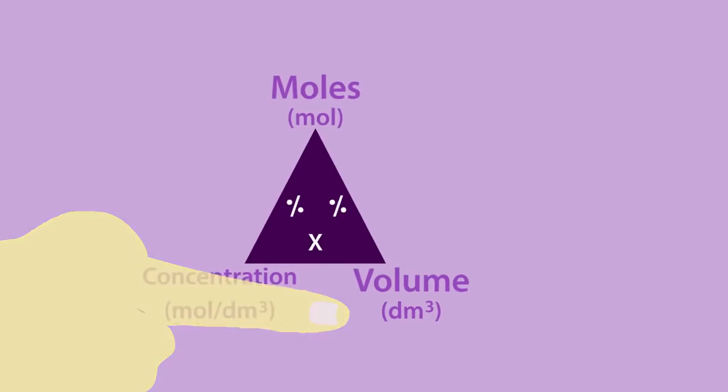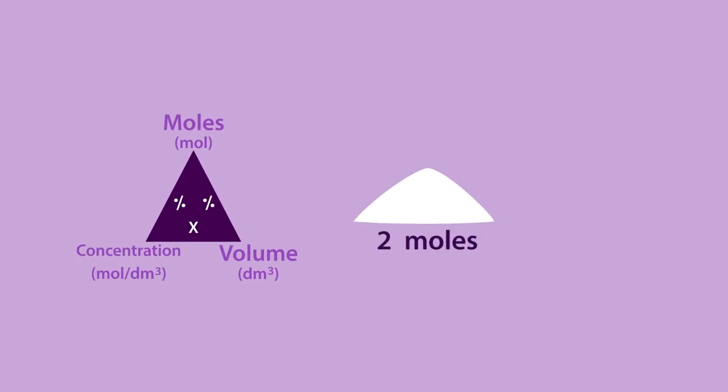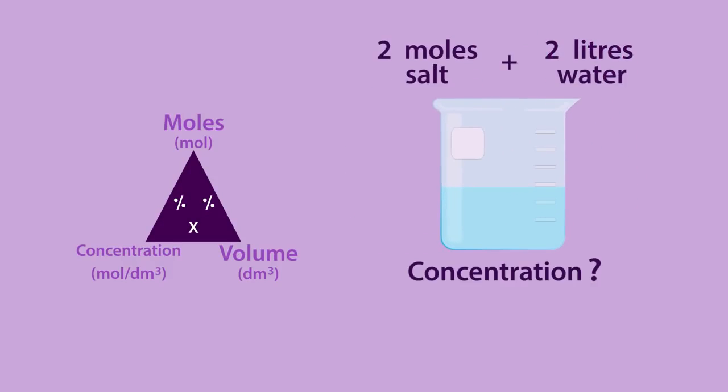Let's try this now. If you have 2 moles of salt and dissolve it in 2 litres of water, use the formula triangle to calculate the concentration of the salt solution. Don't forget the units. Pause, write down your working out, and continue when ready.